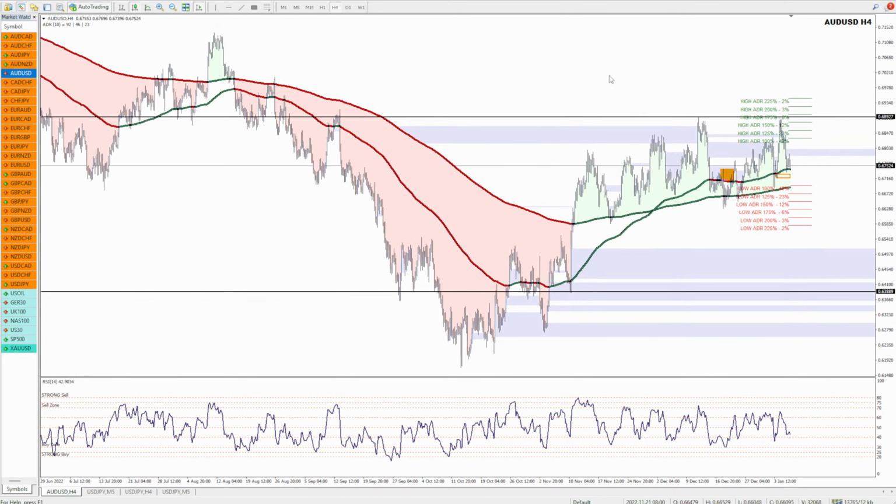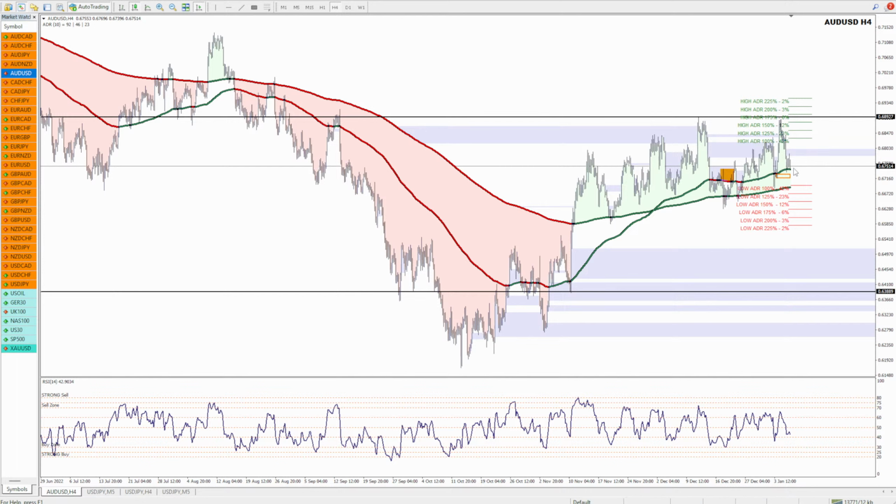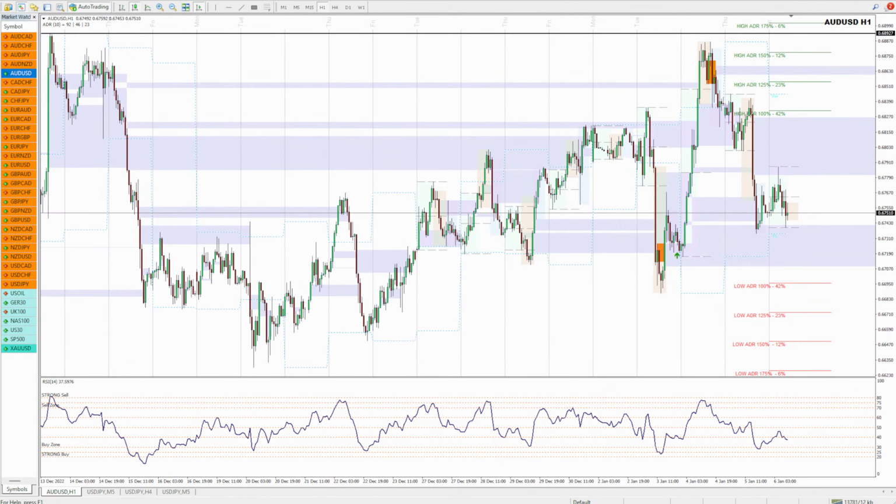Aussie US, again, the bias is long. Sorry, sell. Aussie US. This is one of the strongest sells out there at the moment. We're still not getting any movement on it, though. So basically, just keep selling the highs, looking for RSI extensions on the hourly, and jump in short.